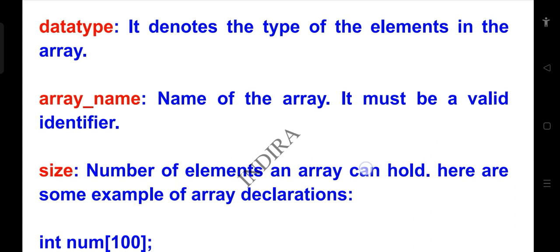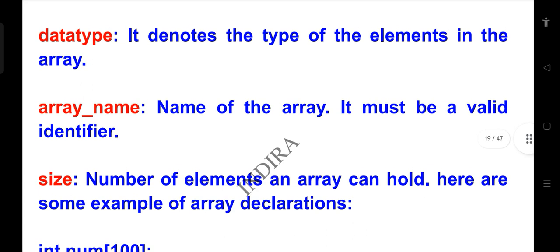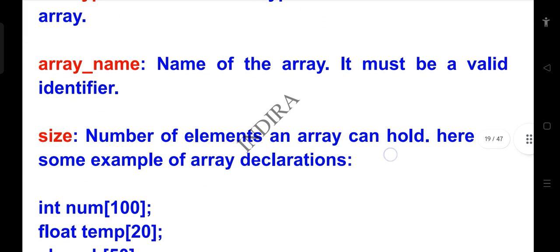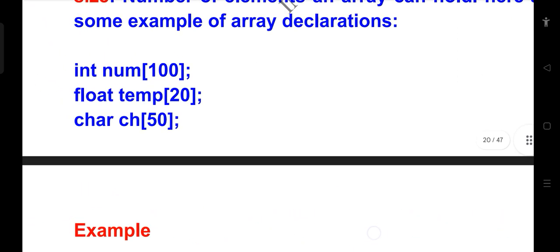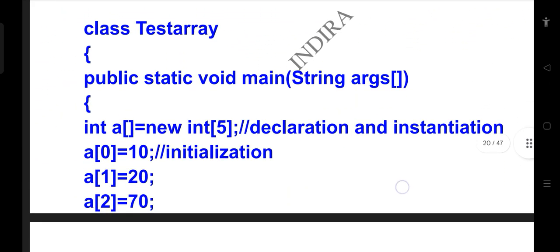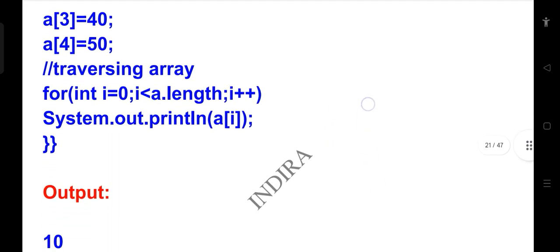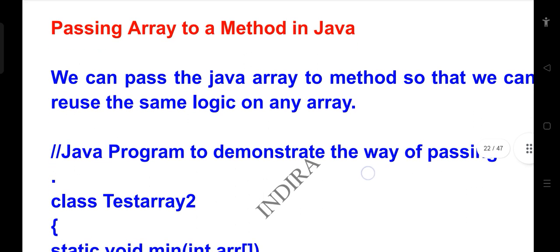Data type indicates the type of the elements that are used in the array, and array name is the name of the array. It must be a valid identifier. Array size is the number of elements that one array can hold. Here are the examples for the Java array, and this is the program for the Java array, and this is the output of that Java array program, and here, passing array to a method in Java.